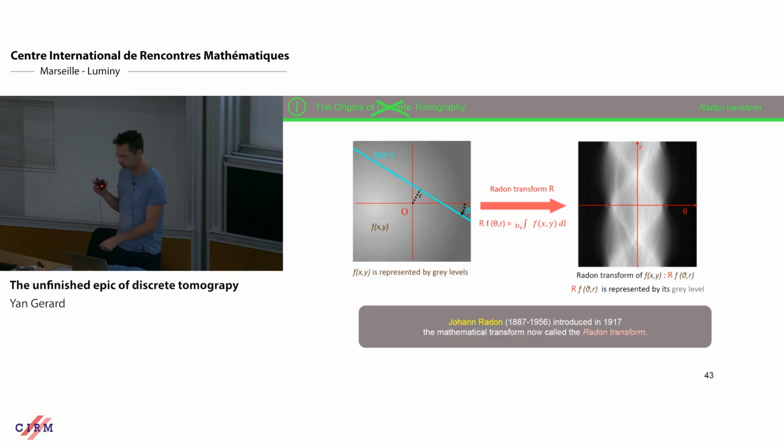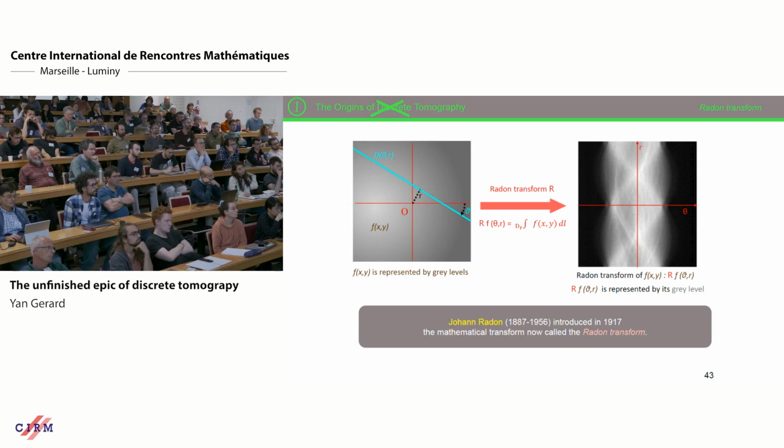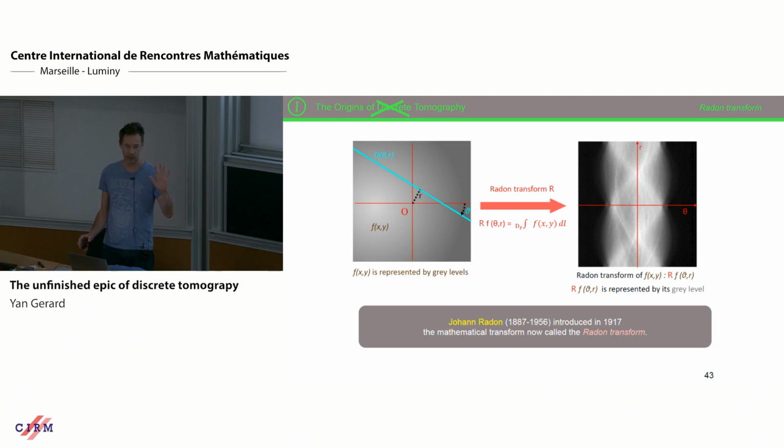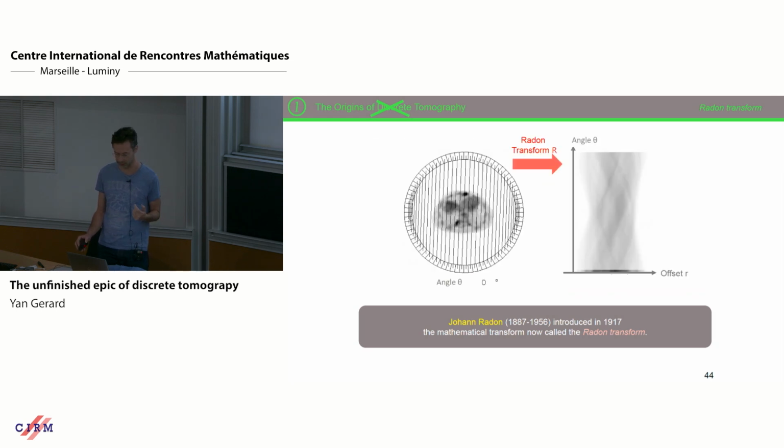Radon defined a transform which is called by his name, the Radon transform. You have a function on the left with two variables, and what you do is compute the sum of the function on all the lines of the plane. The lines you can parameterize with an angle and an offset, and that's the image you have on the right. That's the Radon transform. When you have these line sums, the problem is: are you able to recover the initial function f? That's the inverse Radon transform, and Radon has shown that it was possible.